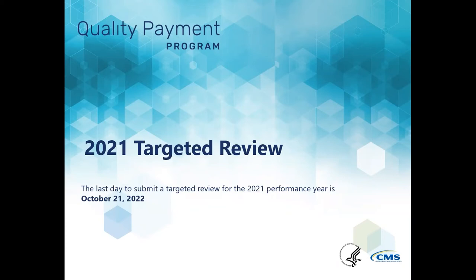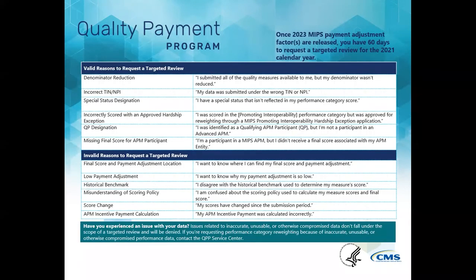These are examples of valid and invalid reasons to request a targeted review. Issues related to inaccurate, unusable, or otherwise compromised data don't fall under the scope of a targeted review and will be denied. If you're requesting performance category reweighting because of this, please contact the QPP Service Center. You can pause this recording now to review these examples more closely, or review them in the 2021 Targeted Review User Guide on the QPP Resource Library.